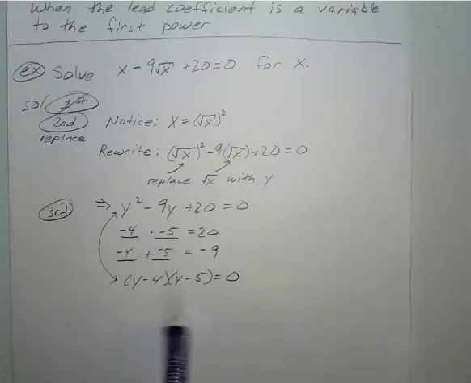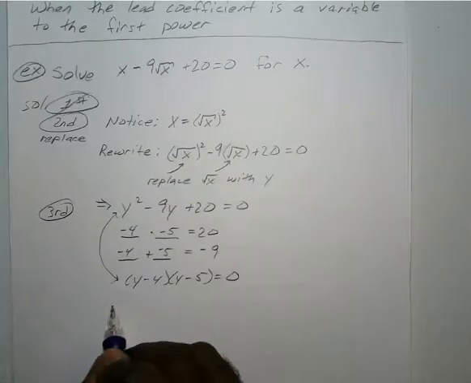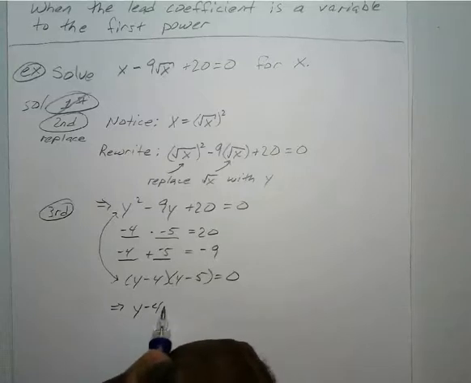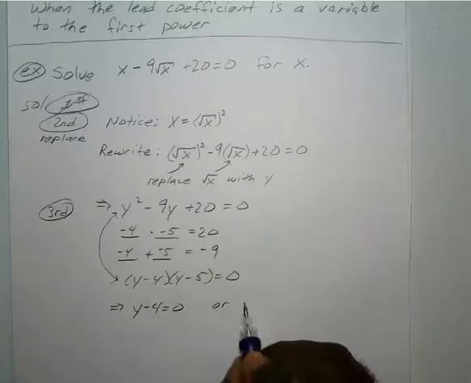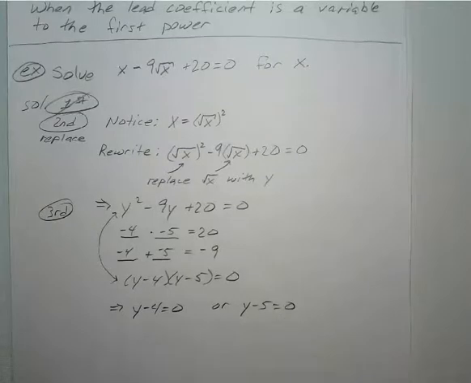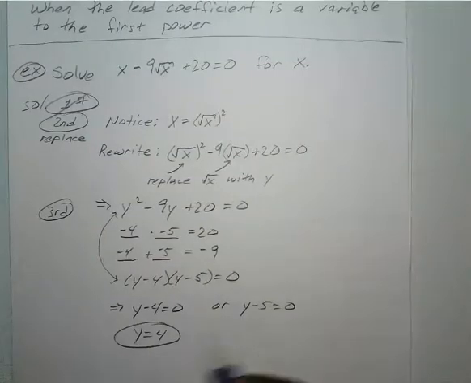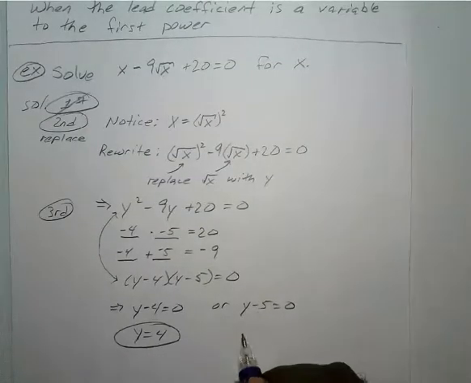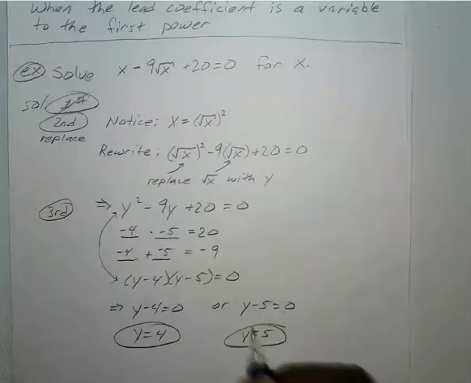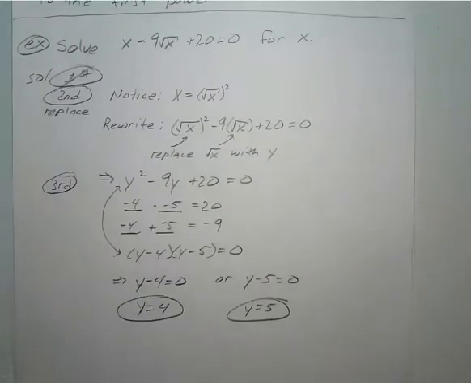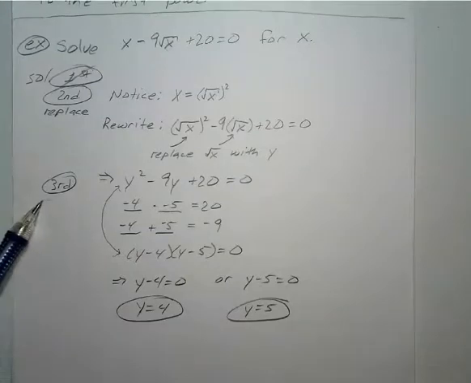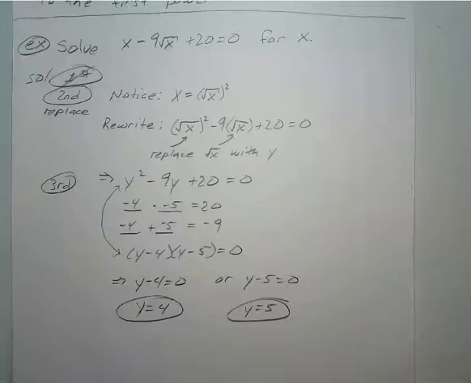Okay, so we can go ahead and set both of those to 0. That means y minus 4 equals 0, or y minus 5 equals 0. We go ahead and add 4 to both sides, we get y equals 4. And if we add 5 to both sides here, we get y equals 5. Okay. That's why with that third step, you factor it however you like or solve it however you like. If you want to use the direct method, quadratic formula, whichever method is easiest for you.